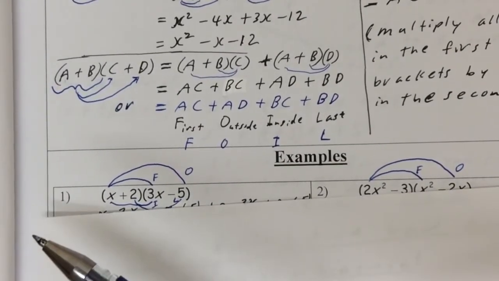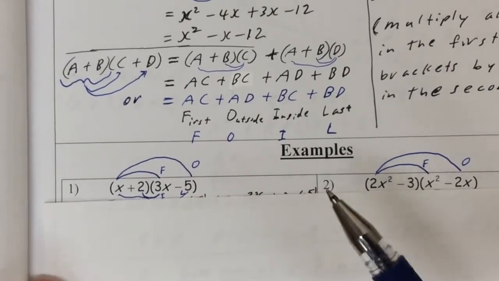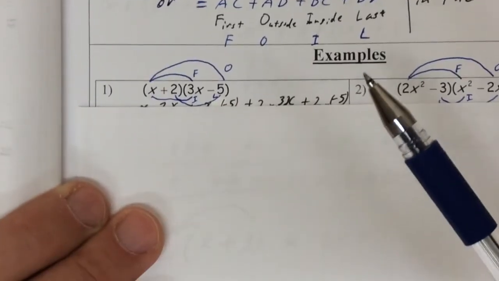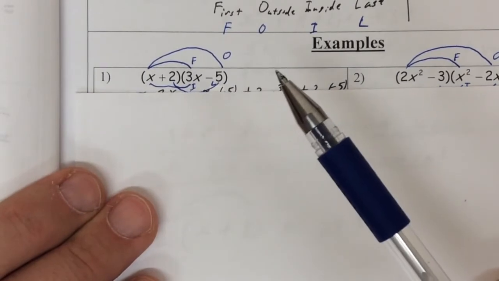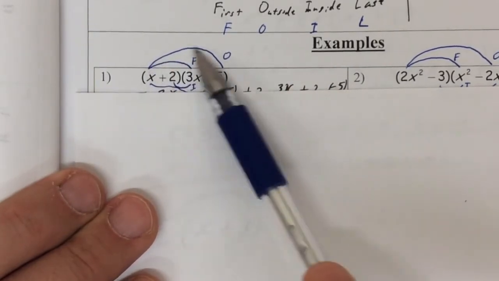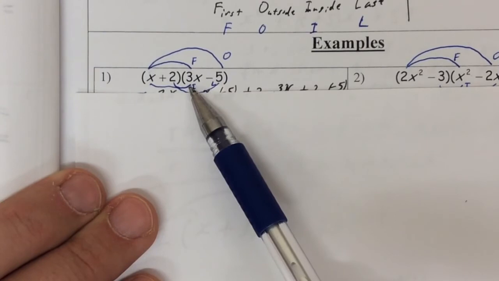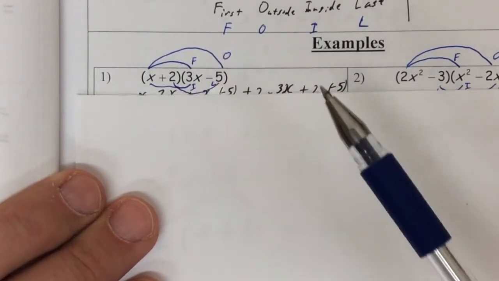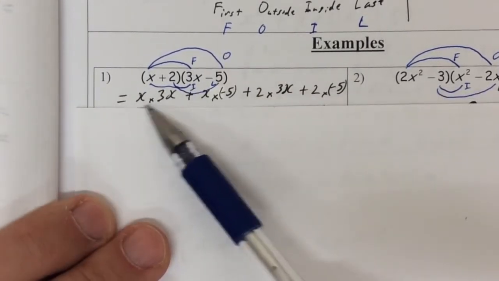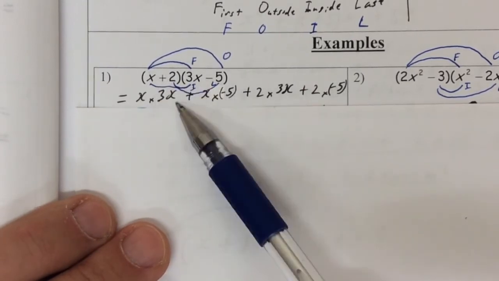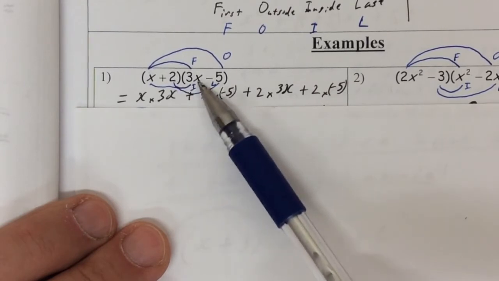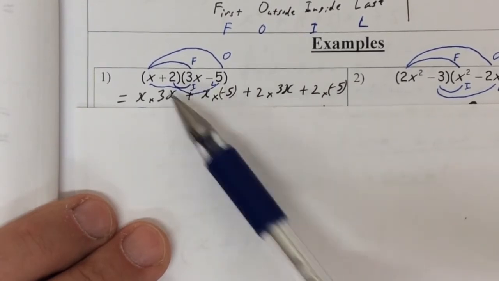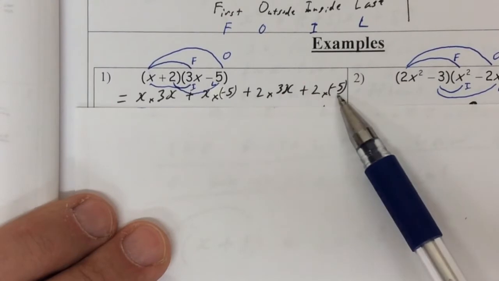Okay, so let's take a look at this one over here. All right, so x plus 2 times 3x minus 5. Going the quick way, we're going to multiply the first, outside, inside, and the last. See what we get. So the first is x times 3x. Outside is x times negative 5. Inside is 2 times 3x. And the last is 2 times negative 5.